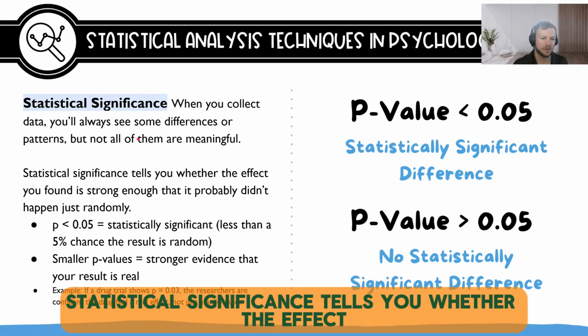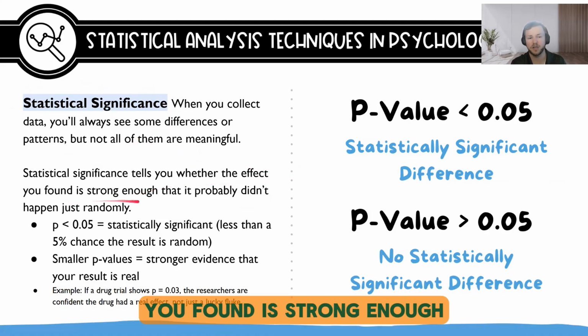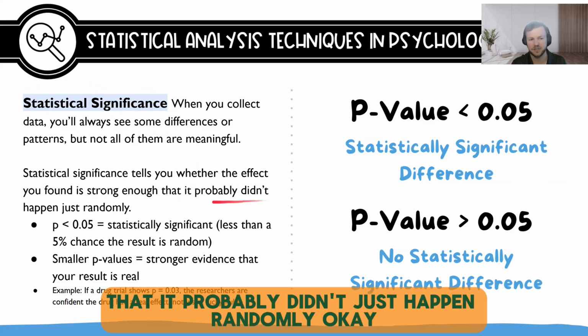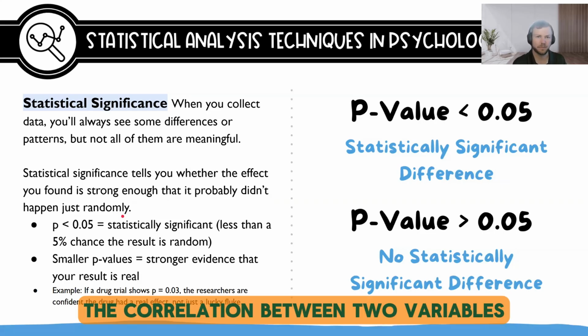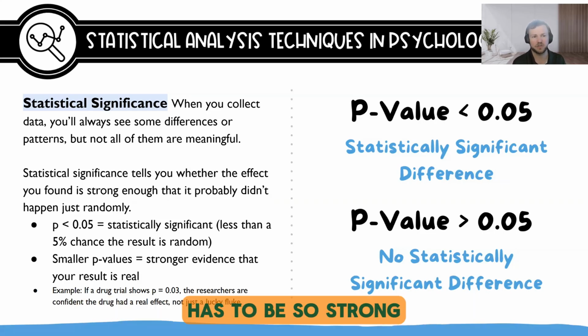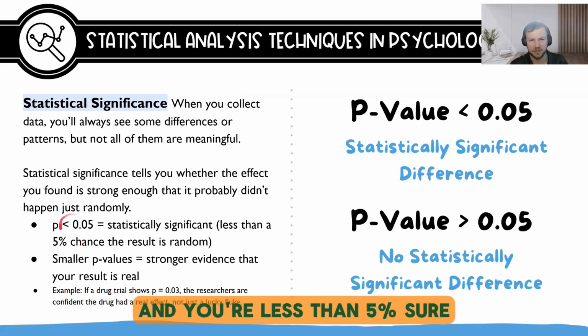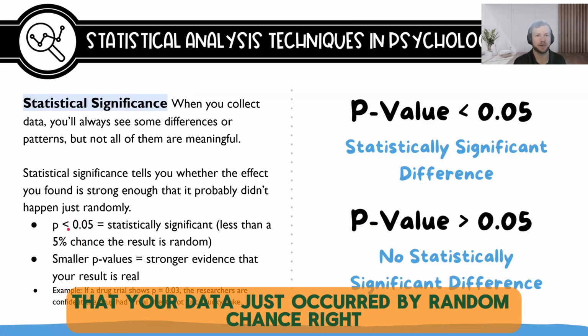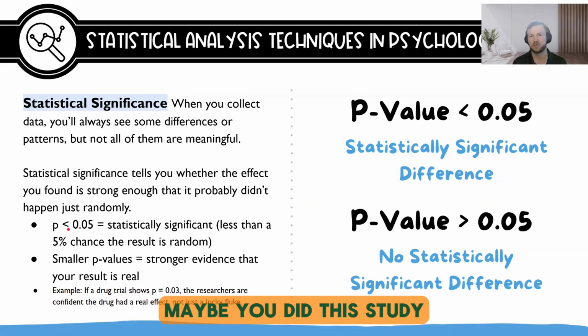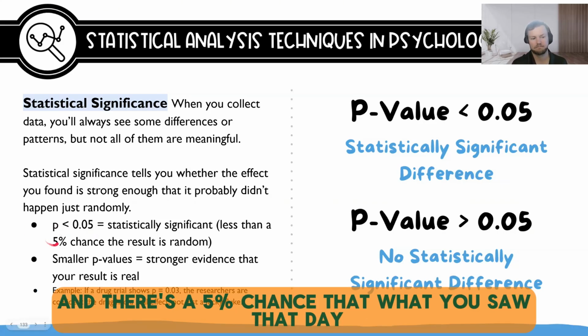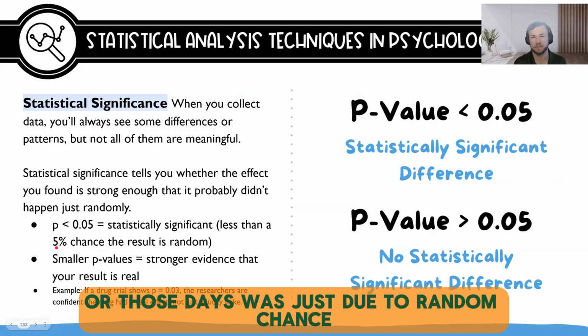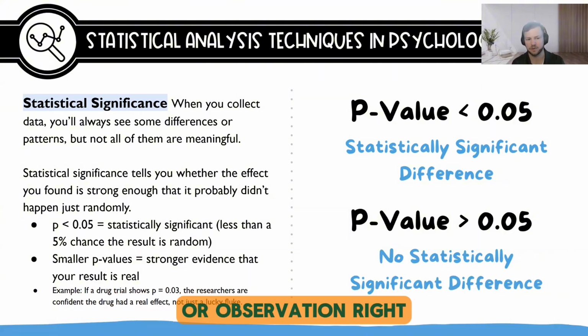Statistical significance tells you whether the effect you found is strong enough that it probably didn't just happen randomly. Okay, so the correlation between two variables has to be so strong that you are 95% sure your data is accurate, and you're less than 5% sure that your data just occurred by random chance, right? Maybe you did this study and there's a 5% chance that what you saw that day or those days was just due to random chance that had nothing to do with your experiment or observation, right?